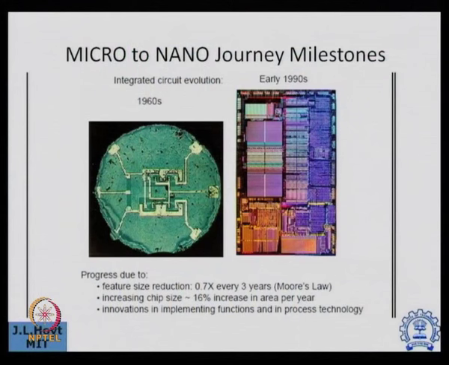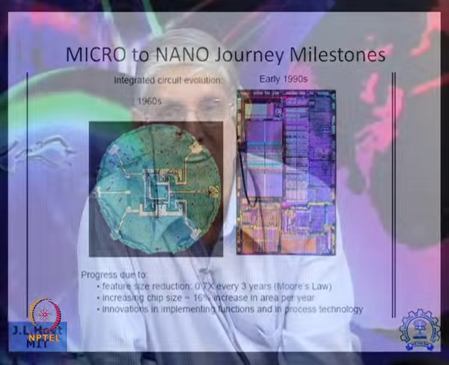Now, as you increase the chip size by 16% every year, and you reduce the size of the transistor by 0.7 into 0.7, that is half of it, obviously the number of transistors will increase, because you are increasing the chip size and reducing the size of the transistor. So, obviously the number of transistors will keep on increasing every year when the new chip appears.